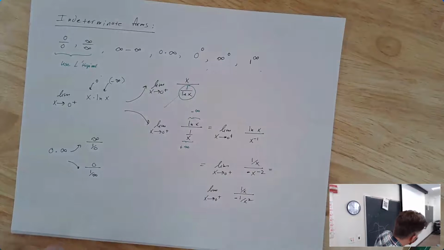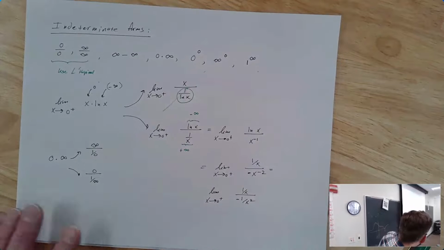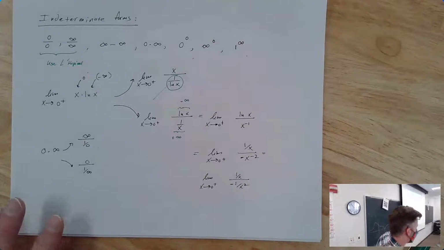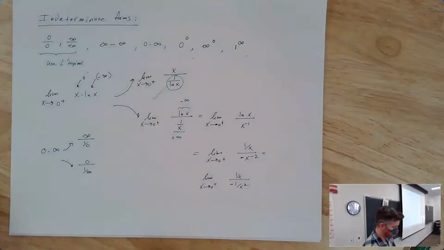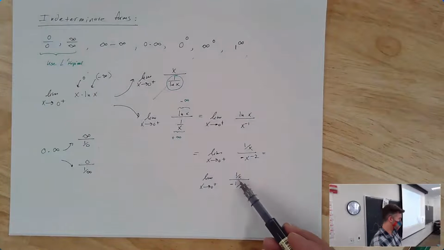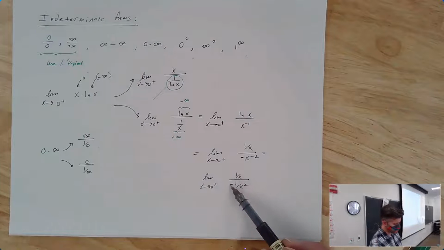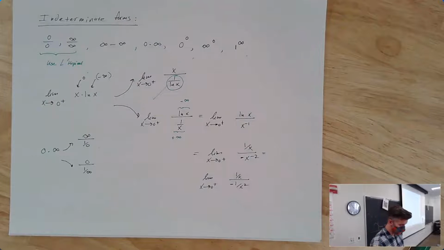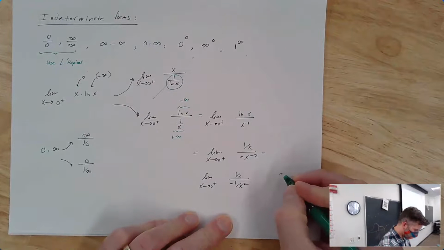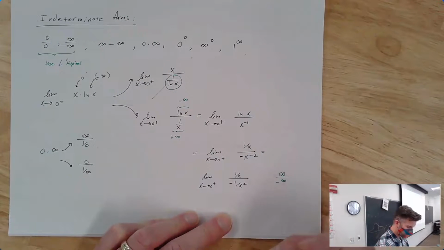This is a place where you could encounter some danger. You might try using L'Hôpital's rule again, because if you try plugging in 0 here, you get 1 over 0 on top, which is positive infinity. You get negative 1 over 0 on the bottom, which is negative infinity. You have an infinity over infinity form. Right? This is definitely infinity over negative infinity.